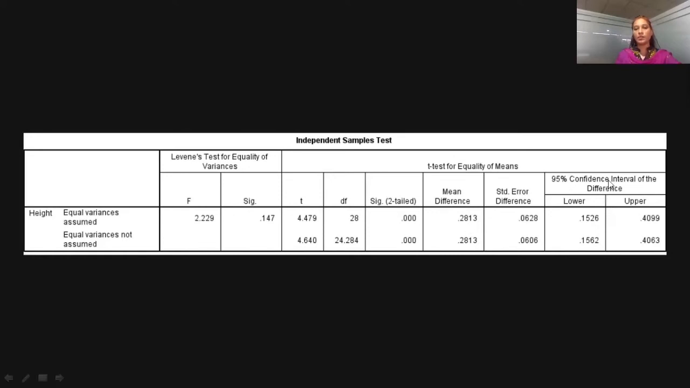Now the 95% confidence interval of the difference indicates whether the t-test is significant or not. Although we have already said this with the help of the p-value, to strengthen the results, we can also report these values, that is the 95% confidence interval of the difference. The lower limit is 0.1526 and the upper is 0.4099. When there is no zero between these two, meaning both the lower and the upper values are either positive or negative, we can say that the test we are reporting is significant.